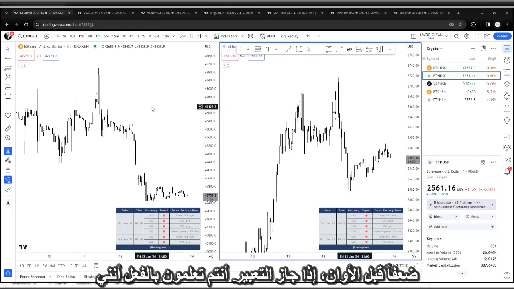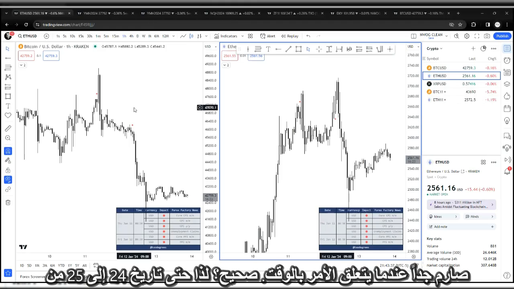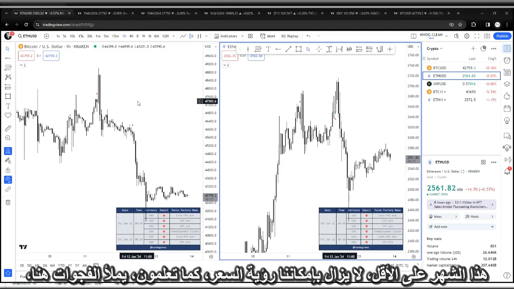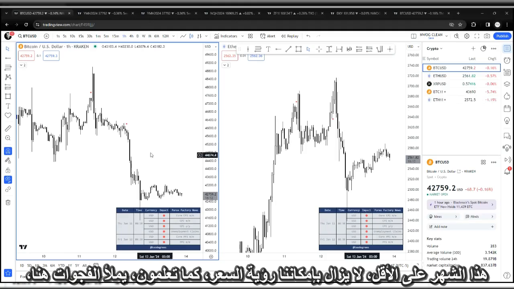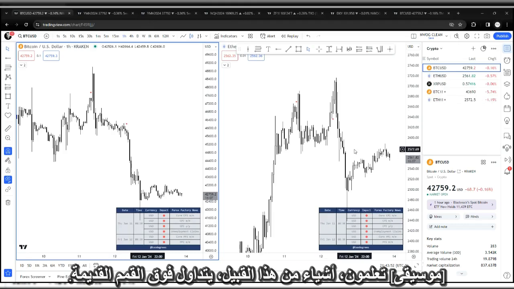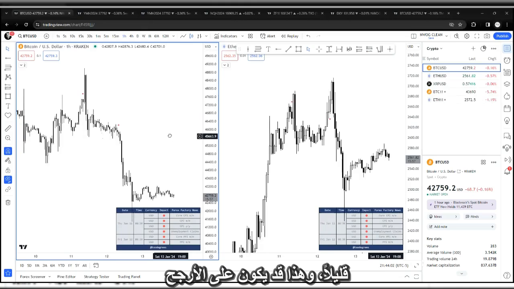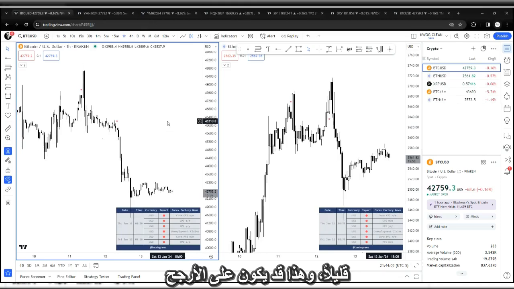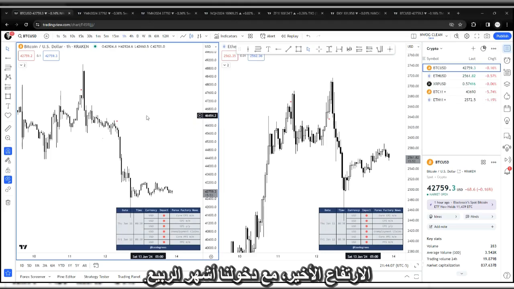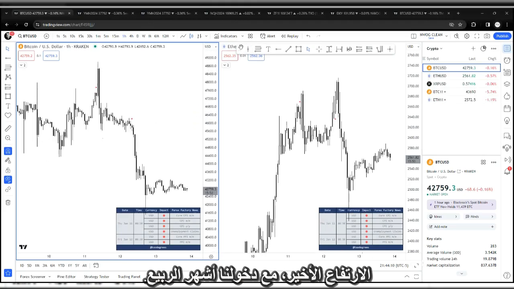You guys already know I'm very strict when it comes to time. So until at least the 24th, the 25th of this month, we can still see price filling gaps right here, and trade above old highs. You can expect the S&P 500 and Nasdaq to rally a bit, drop, and rally a bit, and then that would probably be the final rally, going into the spring months.